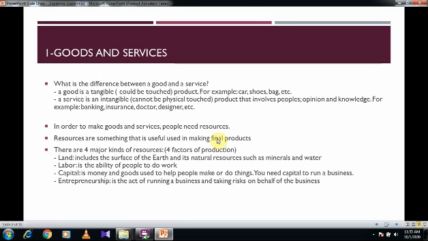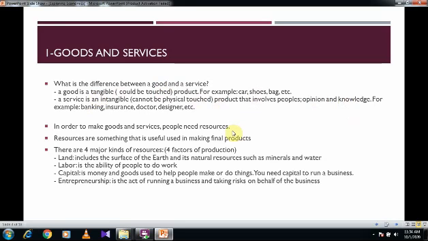We call them goods. A service is an intangible product that involves people's opinion and knowledge. It cannot be physically touched. When you go to a doctor, you tell him what's wrong with you. He checks you physically and then prescribes medicine for you. This is a kind of service. He did not give you medicine, because you will go buy the medicine. That is a good. But instead, he gave you his knowledge, his opinion. This is called a service.